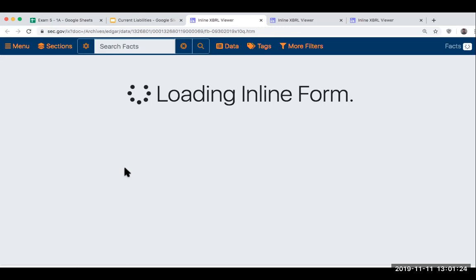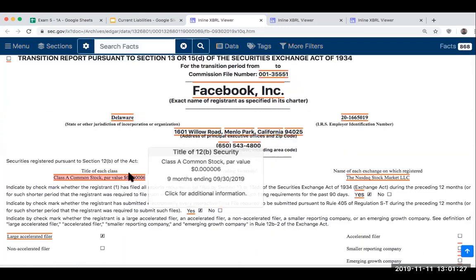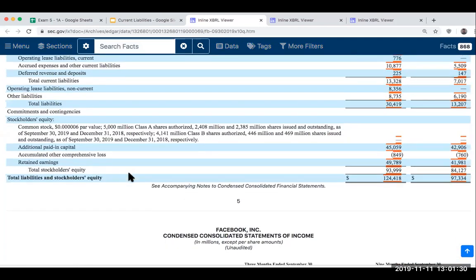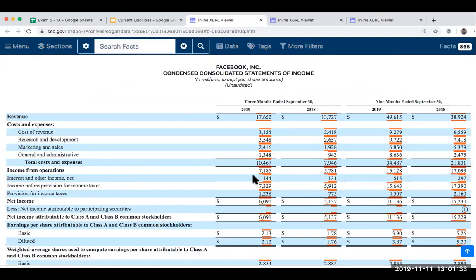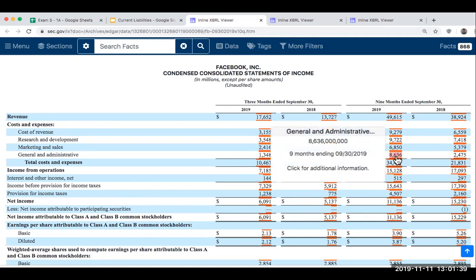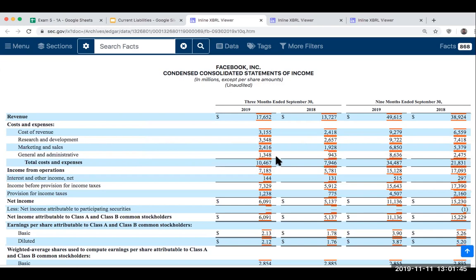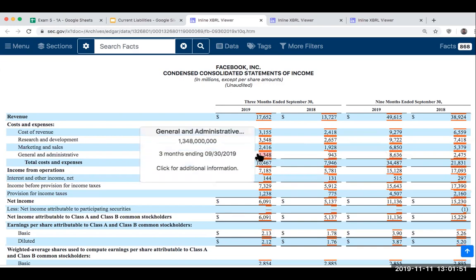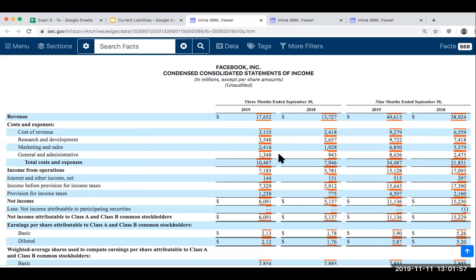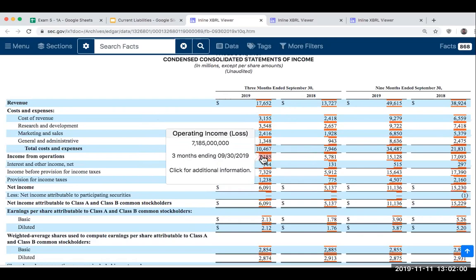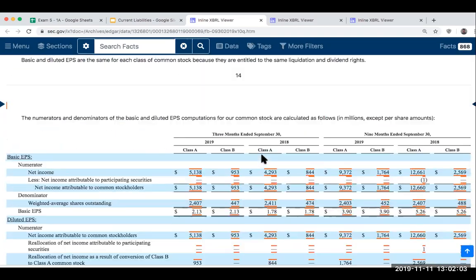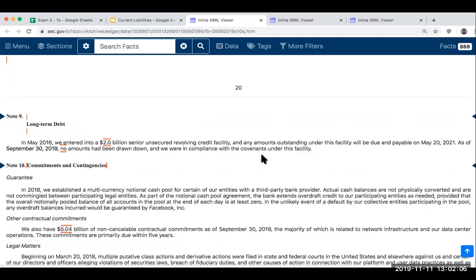Here is Facebook. Now with Facebook, what is interesting is that if I look over here at their general and administrative expenses, for the 9 months ended September 30, you see this $8.6 billion. Now, for the 3 months ended September 30th, it was only like 1.3 billion. Why would this be so much higher over the 9 months? I'd expect that this amount might be like 3.9 billion or 4 billion, that is, 1.3 times 3 for the 9 months. But when I look over here at Facebook's footnote disclosure, I'm going to come right down here.